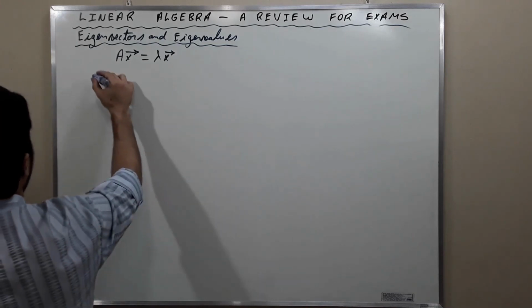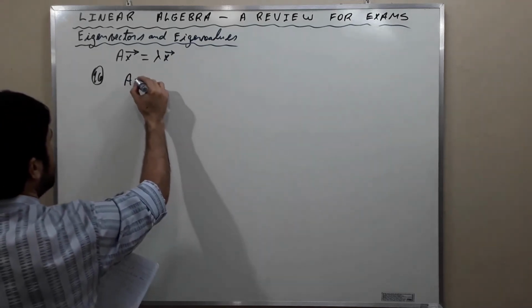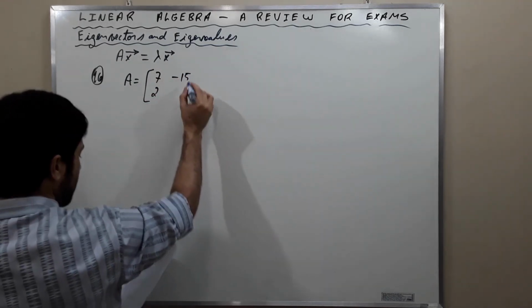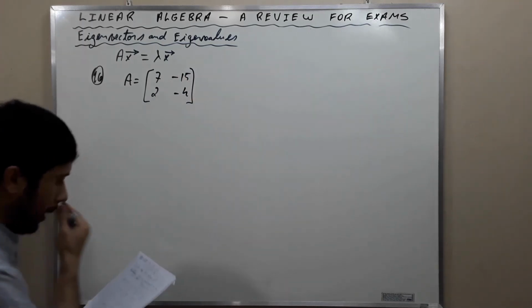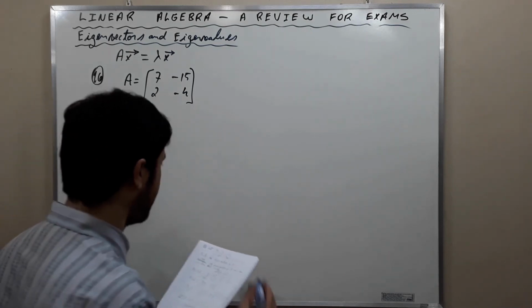Exercise 16, the last exercise of the series related to linear algebra, a review for exams. Let A be this matrix here, A equal to 7, 2, -15 and -4. Find the eigenvalues of A. We want to find the eigenvalues of A. And how do we find the eigenvalues of any kind of matrix? Okay, we are going to use this expression here.